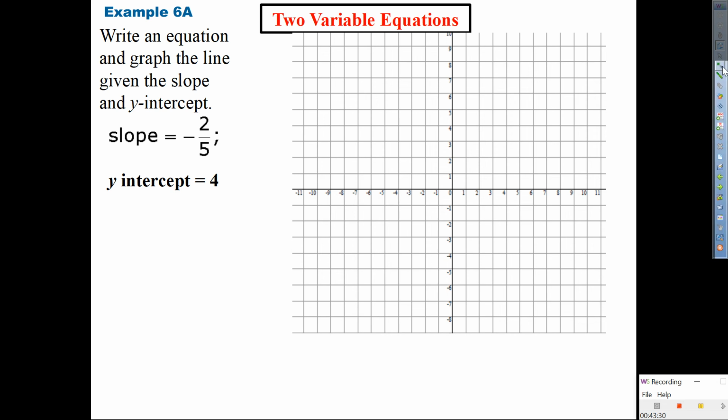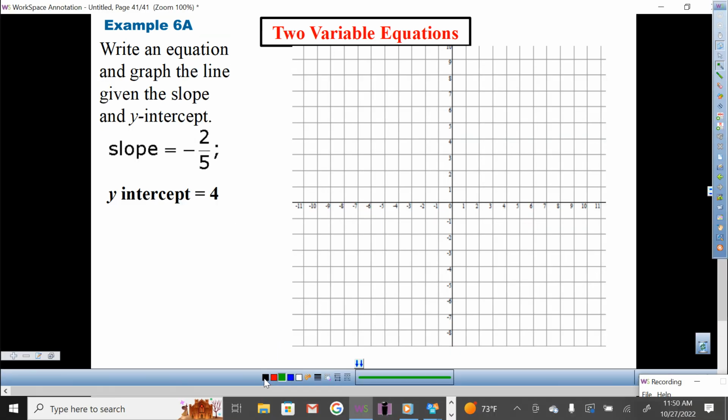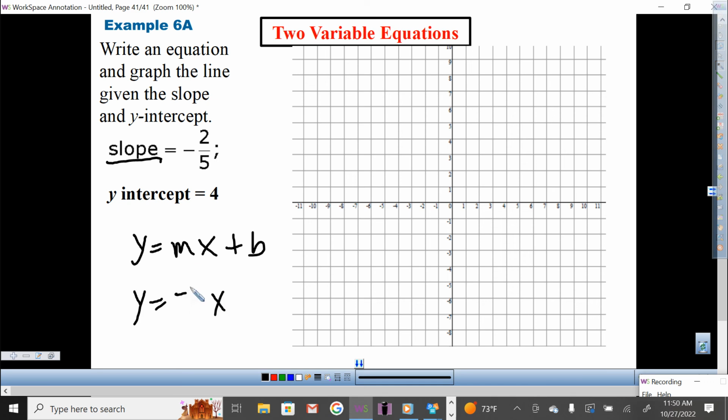Here we go. We're going to graph this, but we need to write an equation first. So what is our form that I said we're going to be using? Y equals mx plus b. So where would I write the slope, everyone? Instead of the m, yes. So I would write negative 2/5 because this is our slope. What would I write at the end, everyone? Plus 4 instead of the b, yes, because that's my y-intercept.